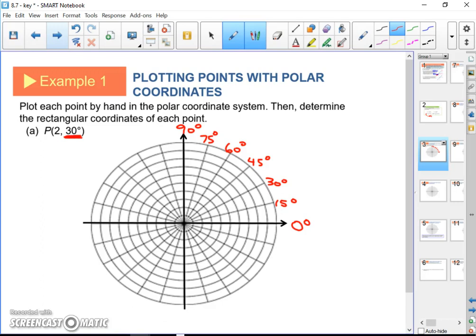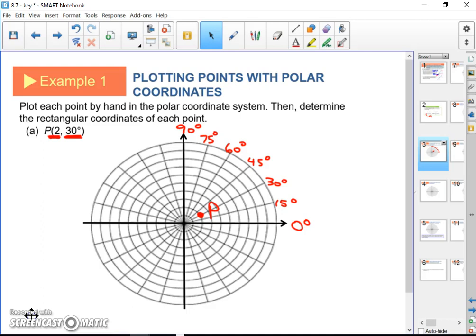The first thing you would do is find the mark that coincides with 30 degrees, and then go 2 units in that direction. So did you find the mark that corresponds with the 30? Start from the origin, and go 2 in that direction. 1, 2, there'd be a point right there. So 30 degree direction, 2 units in that direction. That is point P. So let's label that point P. That's all there is to it for graphing.